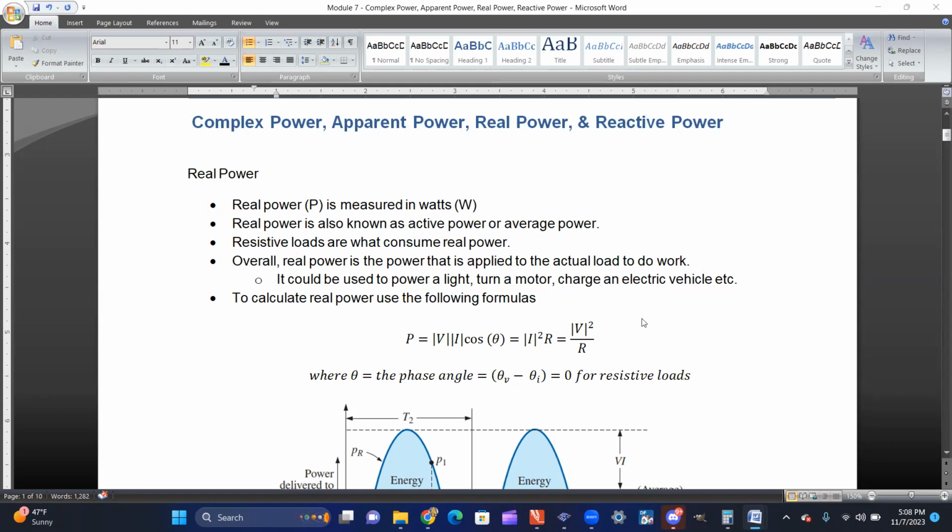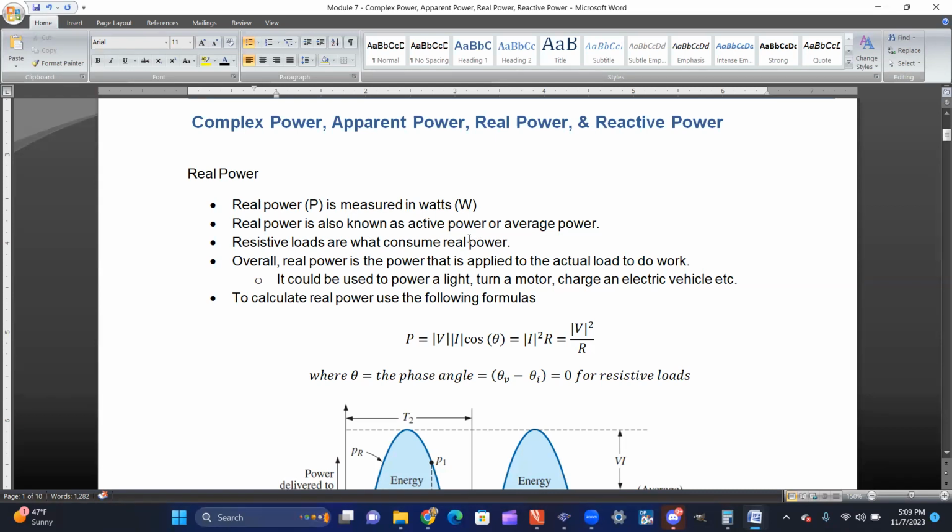All right, so the first thing I want to talk about is real power. So real power is P. This is the symbol for power, and it's measured in watts. Real power is known as active power or average power. Resistive loads are what consume real power. So let me back up. Your textbook is going to refer to real power as the average power, but just know they're one and the same.